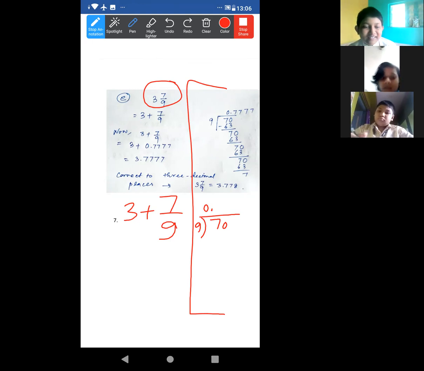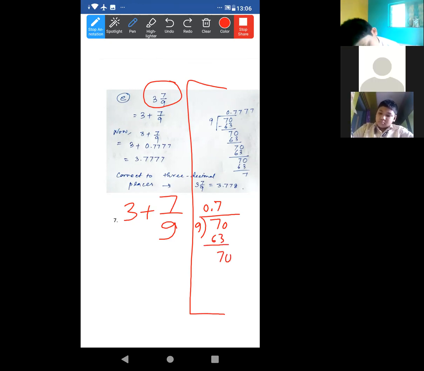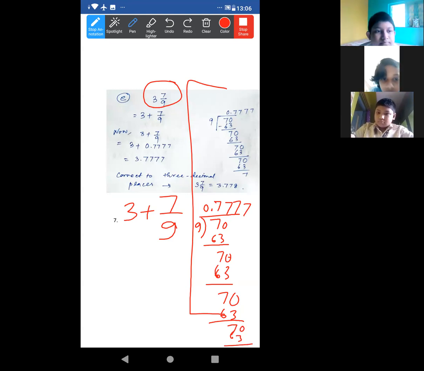Now just look. Then it will be 7 9s are 63, right? Again this 7 will come. Again 1 0. Yes. 7 9s are 63. Again 7 0. Again 7 9s are 63. All of you done? Achha, it will be 777. Okay, done though?